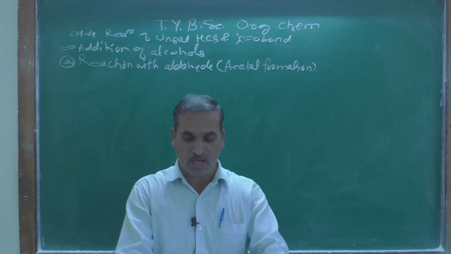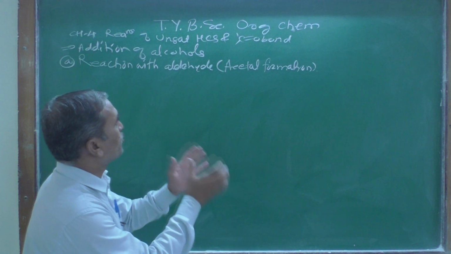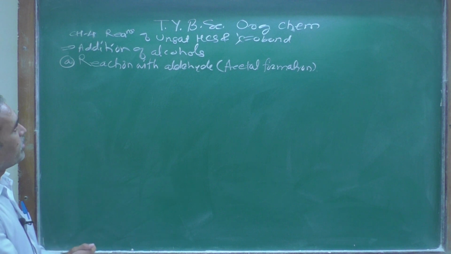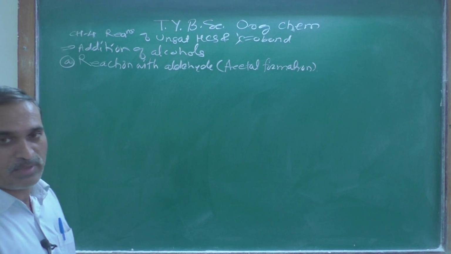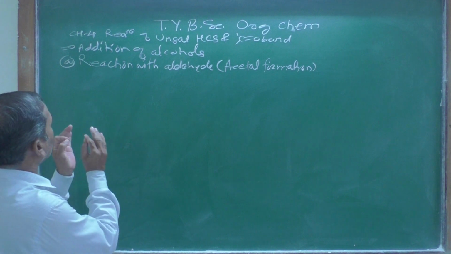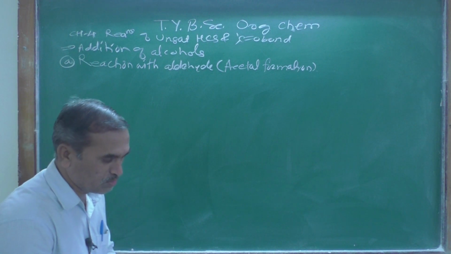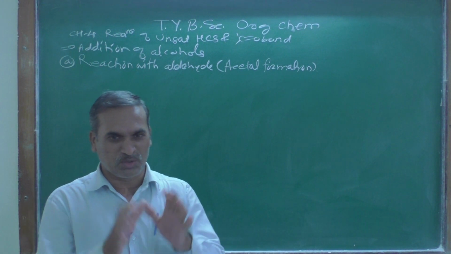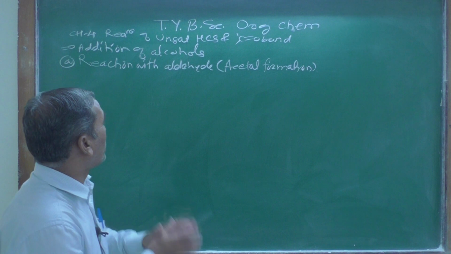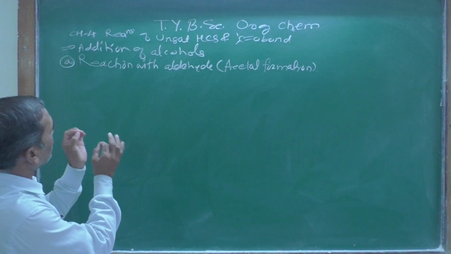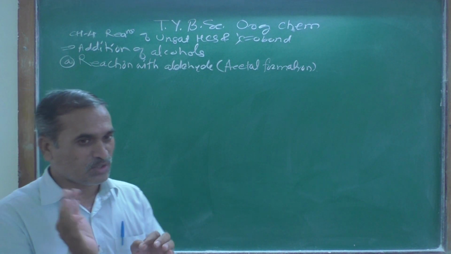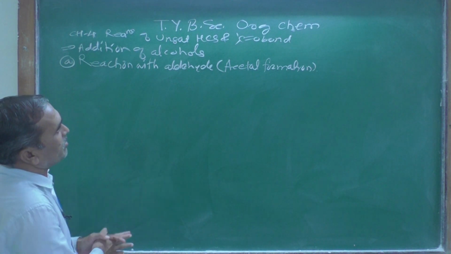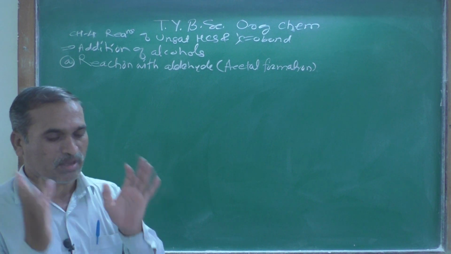yesterday. What we are going to discuss today: we are learning chapter number 4, the reactions of unsaturated hydrocarbons and the carbonyl compounds. So today, addition of alcohols. Everybody knows there are a lot of stories regarding alcohols, but I am not going to tell them here. Here, just remember alcohols, here reaction with aldehyde, because from the chemical point of view we are going to study here the reaction with aldehyde, acetal formation.